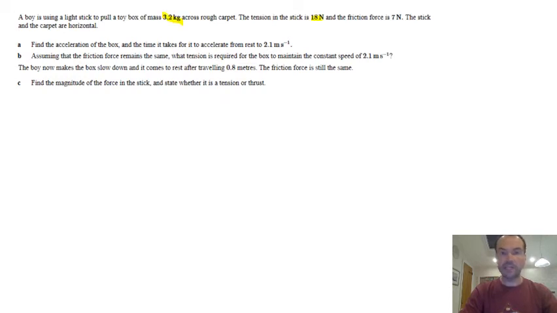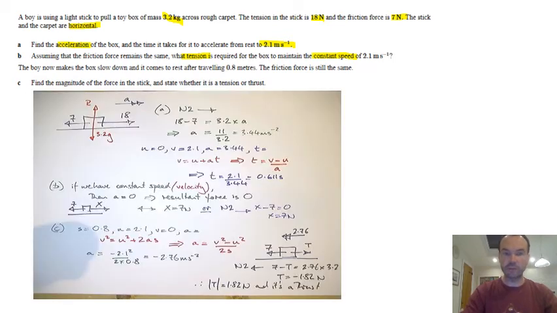Mass, tension, friction. It's on the horizontal. Find the acceleration if, and the time it takes to accelerate to 2.1. If it has a constant speed, what tension is required, and then part C. Let's have a look how we do all that.